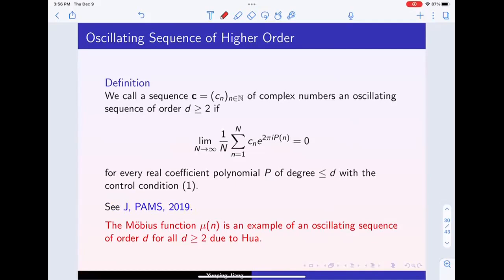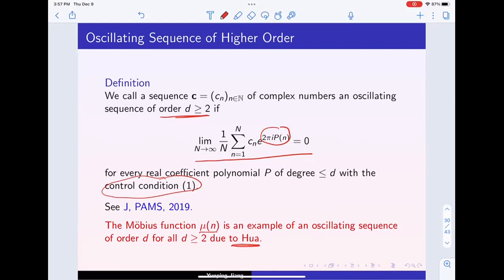Now I have this oscillating sequence of a high order. You ask, what is oscillating of high order? We call a sequence of complex numbers oscillating of order d if, now you replace this with e to the 2 pi i P(n), where P(n) is a real coefficient polynomial of degree less than or equal to d, plus some control condition. So in the 1960s it was said that the Möbius function is an example of an oscillating sequence of order d.